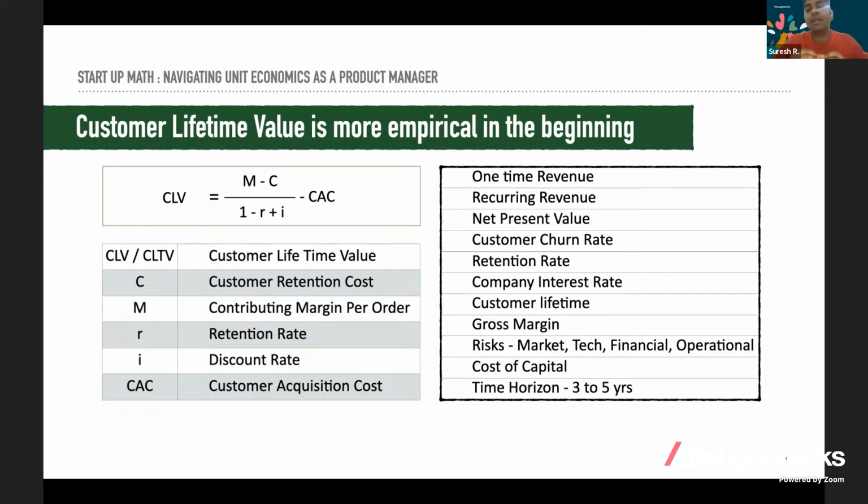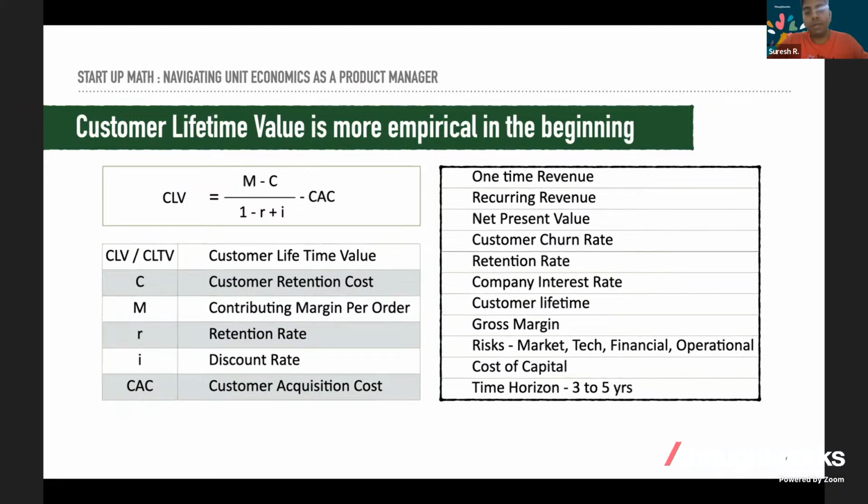A healthy customer lifetime value in general among startups has to be 3 times your customer acquisition cost. Which means if I spend $100, I should at least be able to make $300 in margin, in operating margin, not in revenue, but in operating margin.